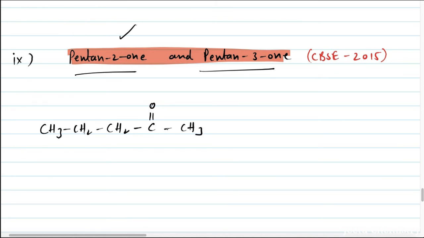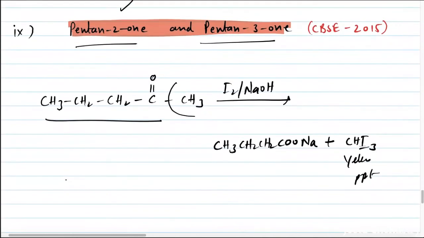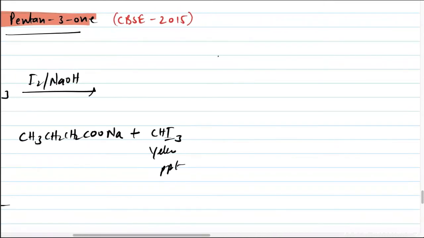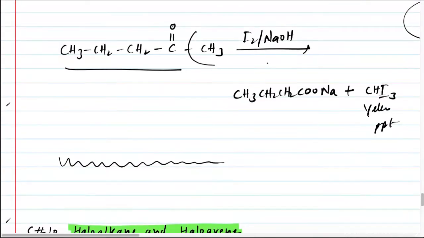Is it enough? 1 2 3 4 5. Yes, it is enough. 2-one. So this single carbon is cut from here with I2 and NaOH. The complete answer is this: CH3 CH2 CH2 C double O Na plus CHI3 settles down. Okay, this is your yellow PPT, and what you have to write is that pentan-3-one does not confirm this test, because in pentan-3-one, as you can see, 1 2 3 4 5, and this is your double bond O. There is no single carbon on either side of this C double bond O ketone, so pentan-3-one does not confirm this test.